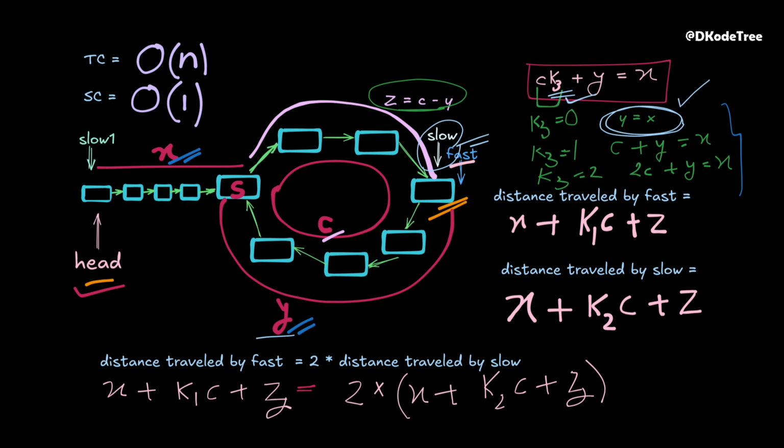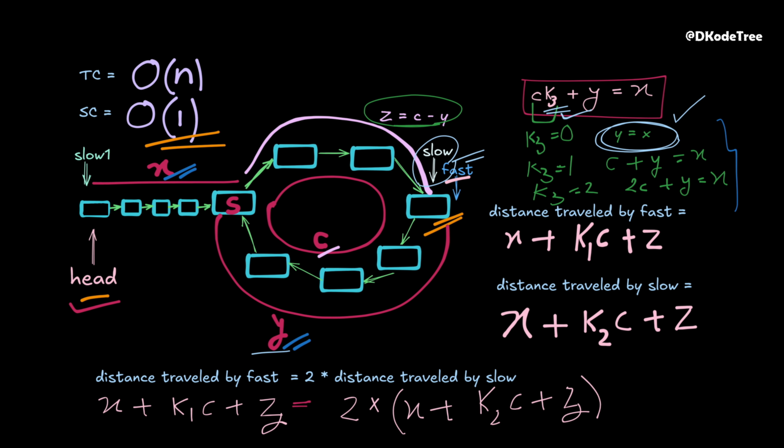This slow and fast pointers method runs in linear time because in the worst case we traverse the linked list only a constant number of times. And in terms of space complexity, it only takes a constant amount of space because it's not using any extra data structures other than these three pointers.